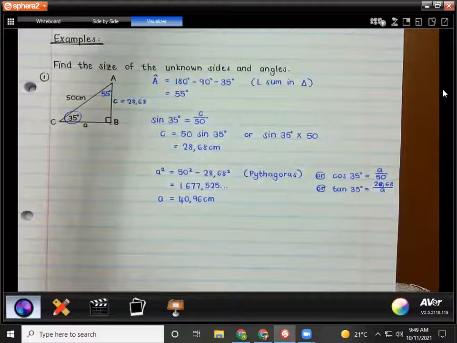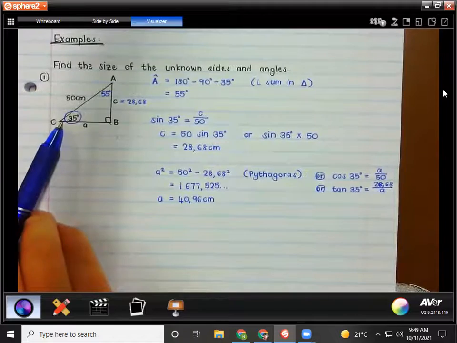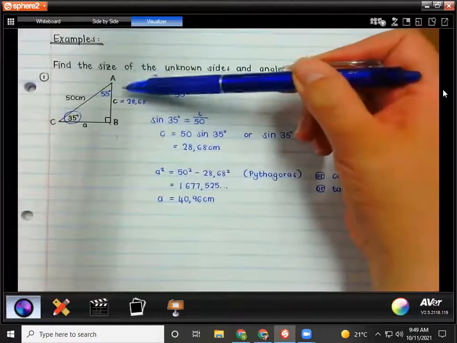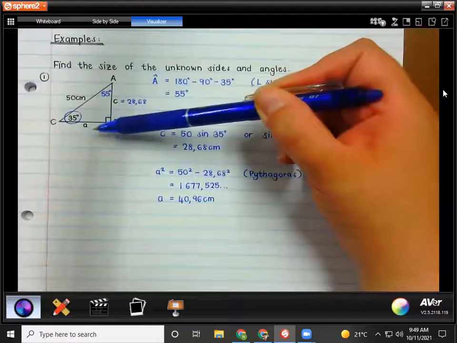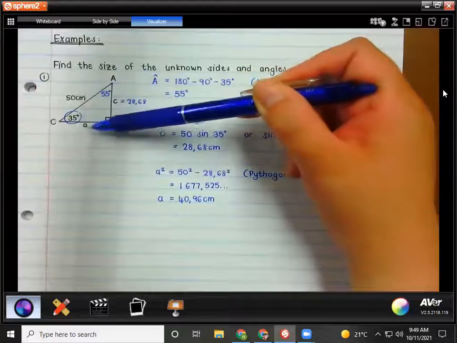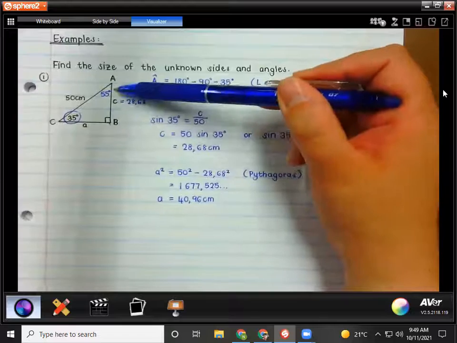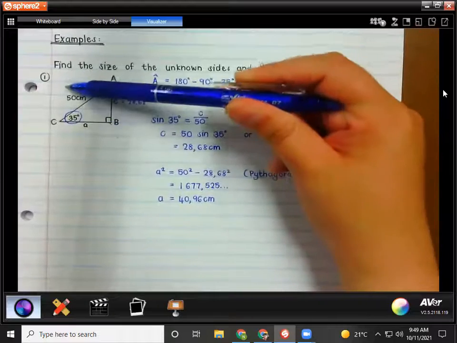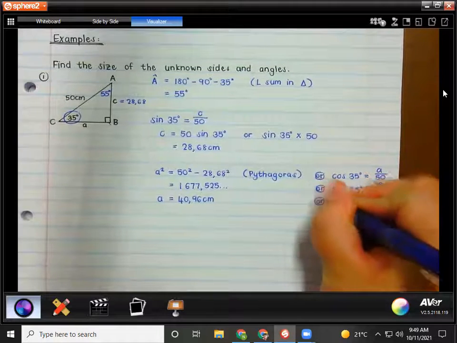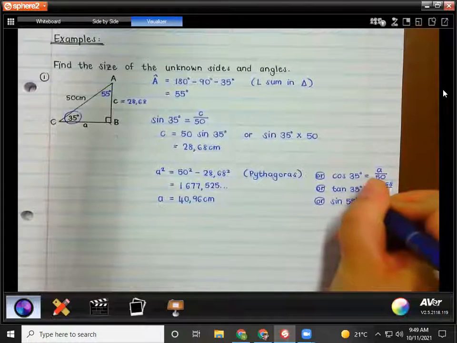And then you could also actually work with 55 instead of 35. We've been working with 35 all the time, but you could work with the 55 as well. If you're looking at 55, you could say that A is the opposite side to 55, and then you could work with the hypotenuse. Opposite hypotenuse is sine. So you could say sine of 55 is A over 50, and then solve it from there. So there are actually many ways in which you could find that last side.